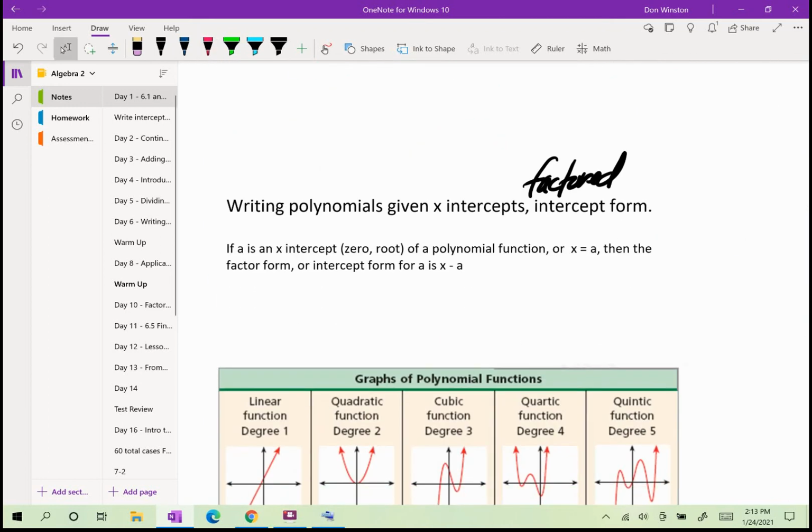If a is an x-intercept, zero, or root of a polynomial, or x is equal to a, then the factored form or intercept form for a is just x minus a. So you just make the right side equal to 0, and you have to subtract a. There's the factored form.